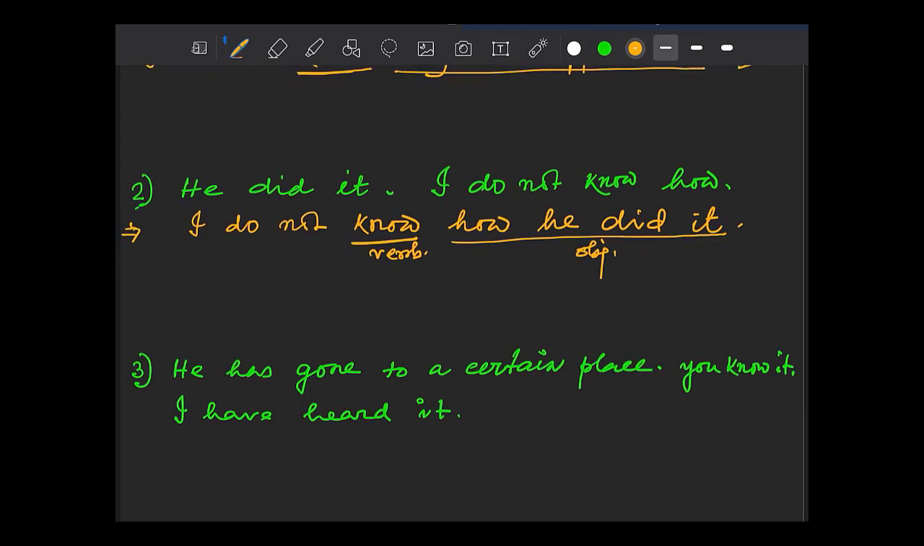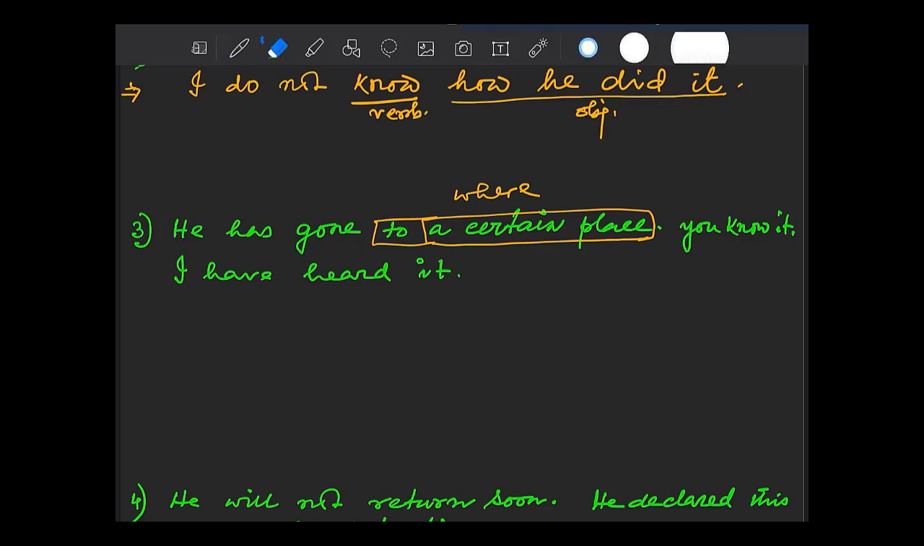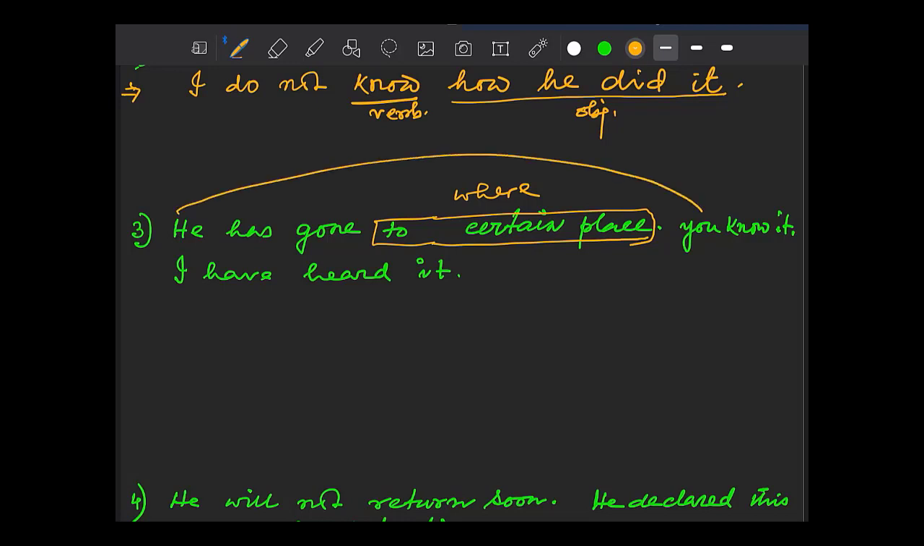Okay. Now see this. He has gone to a certain place. Certain place is an unknown place. If you get this type of thing, certain place, somewhere, immediately write where. So he has gone where. You know it. So join these two sentences first. See. You know.